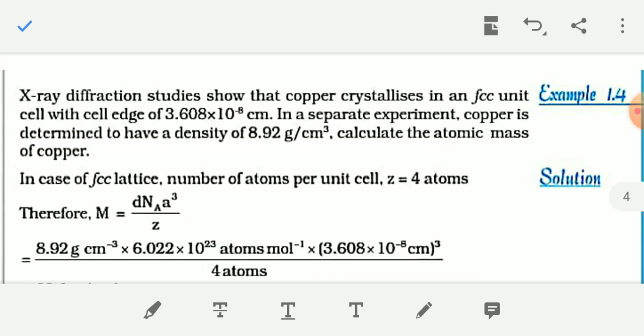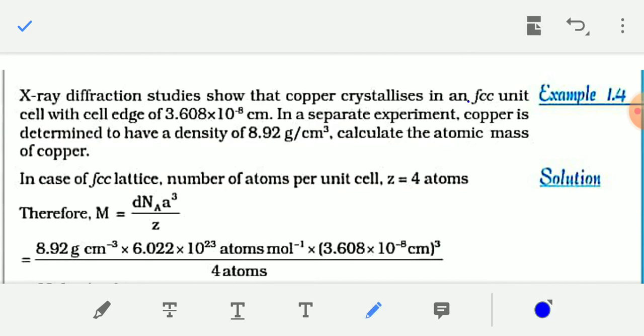X-ray diffraction studies show that copper crystallizes in FCC phase. FCC means face centered, and in case of face centered, you have to assume that Z is equal to 4. Copper crystallizes in an FCC unit cell with edge length 3.608 into 10 to the minus 8 centimeter. So the value of small a is 3.608 into 10 to the minus 8. So the value of Z is given, the value of a is given, and the density is also given. You have to calculate the atomic mass M of copper.